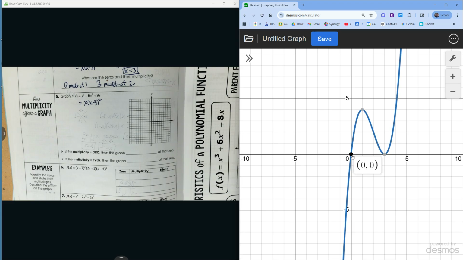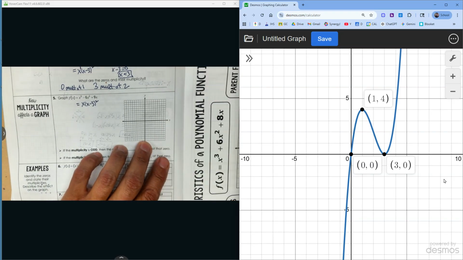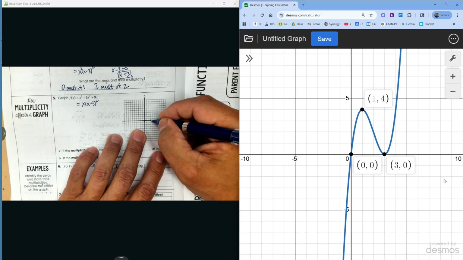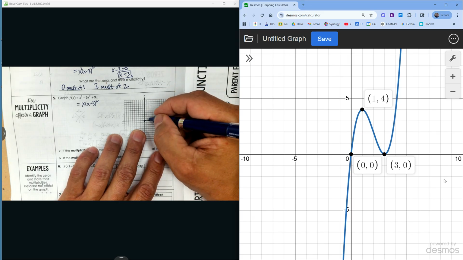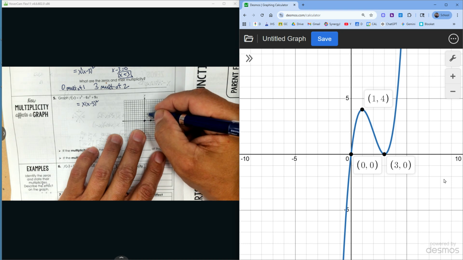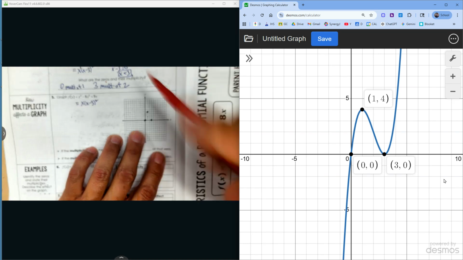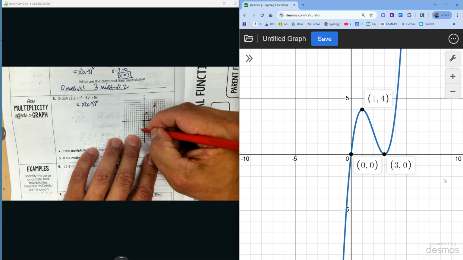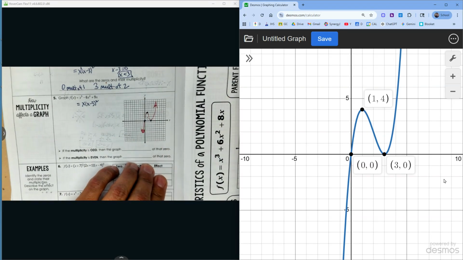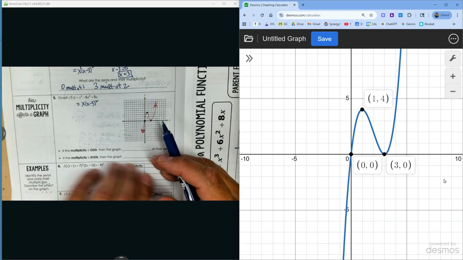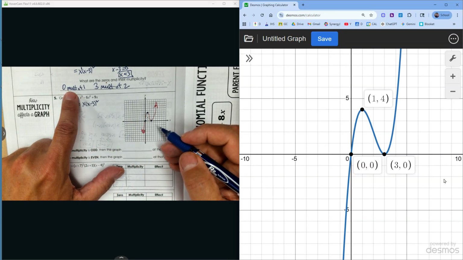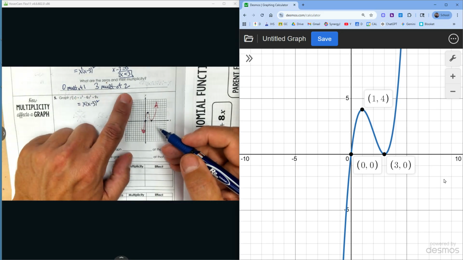And then I want you to look at the important points. They have an x-intercept at 0, another x-intercept at 3, and a turning point at 1, 4. So if I connect this together, this is what it looks like. Remember I said 0 has a multiplicity of 1 and 3 has a multiplicity of 2.